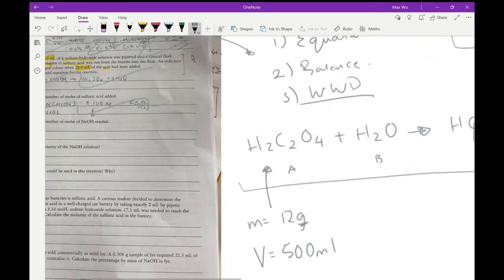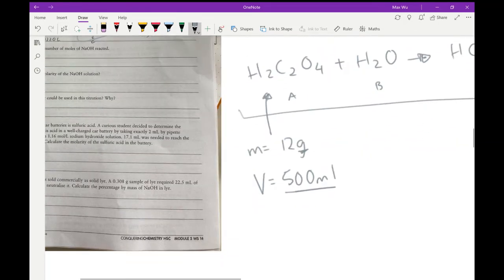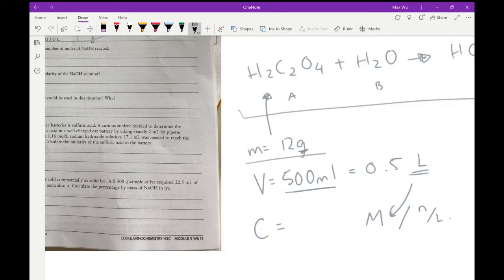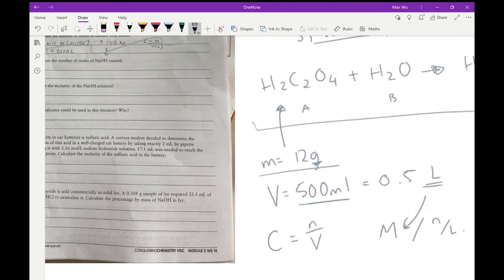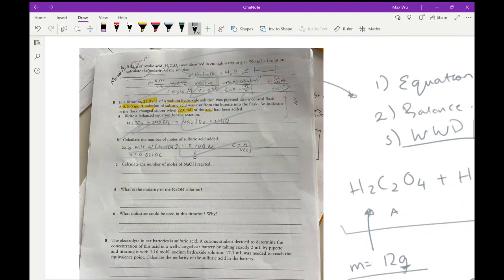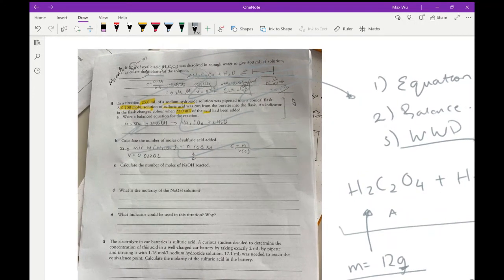So that's mL. That's why I made you guys do volume. But remember, we need to calculate it as 0.5 liters. When we calculate the molarity, which is M, we also know it is moles per liter, right? So we have mass, we have volume. Now we want to calculate the concentration or the molarity, which is n over V.